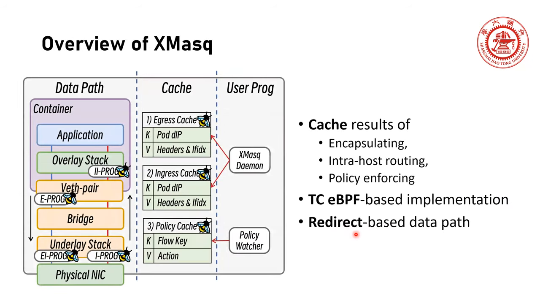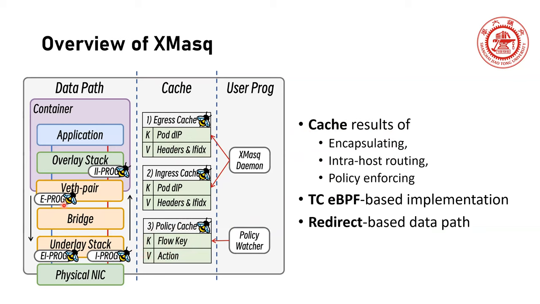And this is the architecture of XMask. XMask caches results of encapsulating and intra-host routing in the egress and ingress cache, and the results of policy enforcing in the policy cache. The results of encapsulating and routing are queried by pod destination IP, and the policy enforcing result is queried by the five tuple of the flow, here denoted as flow key. As a cache, we only support stateless policies.